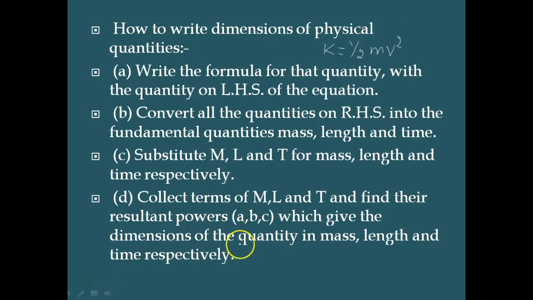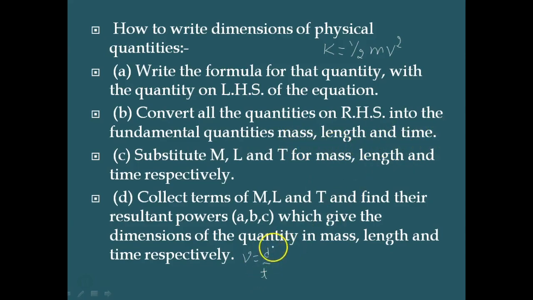So I'll explain this using one simple example of velocity. First step is writing the formula. Velocity is given by displacement by time. The next is convert all the quantities on RHS into the fundamental quantities like mass, length, time.